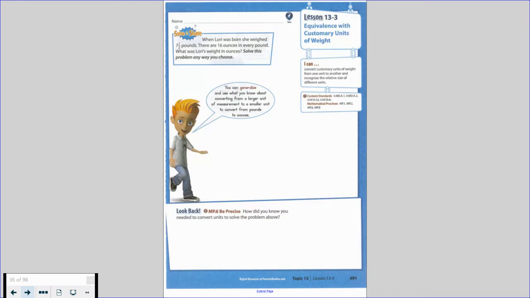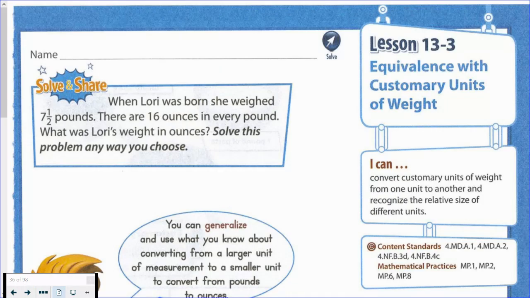So go ahead and find your math book. Open up to page 691 where you see lesson 13-3. We are working on equivalence, so converting units back and forth, working with the customary units of weight. So let's take a look at our solve and share situation. When Lori was born, she weighed 7.5 pounds. There are 16 ounces in every pound. What was Lori's weight in ounces? Solve this problem any way you choose.